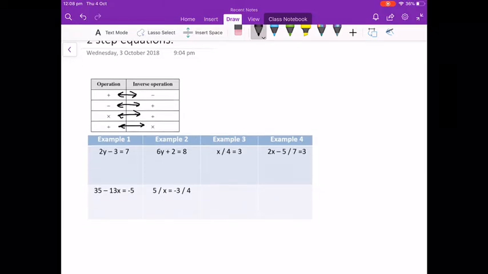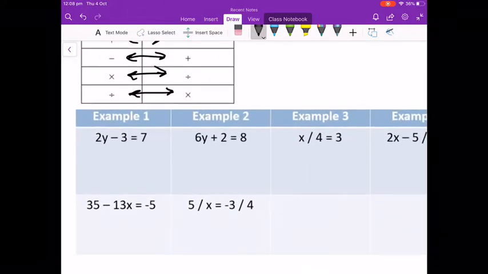It's important to know that because when we're balancing our equations, we need to do the opposite operation to balance and undo what's already been done. So I'm going to take you through some examples here and then some more complicated ones.